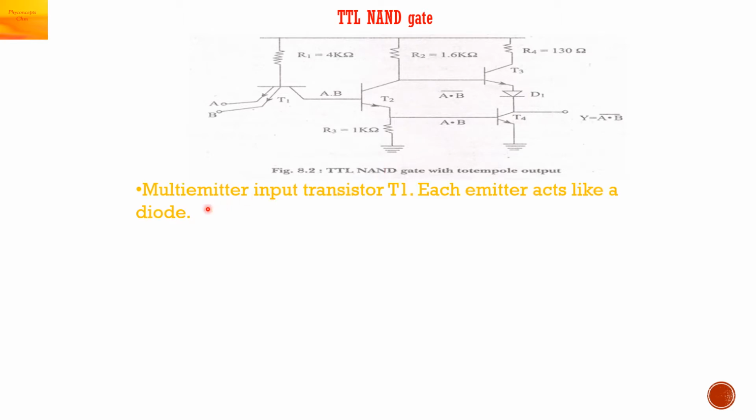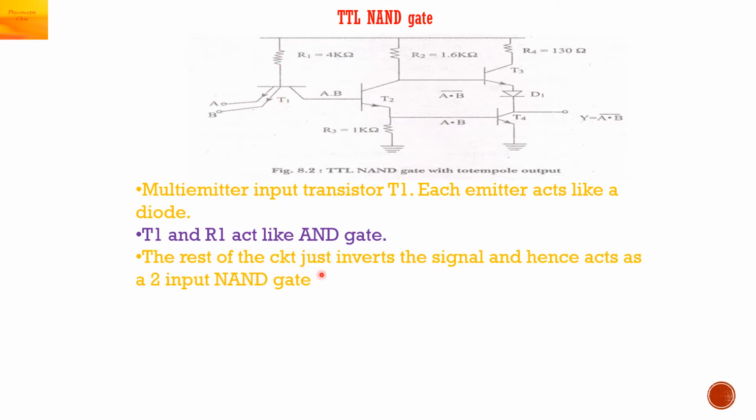There is a multi-emitter input transistor T1. So this is a multi-emitter transistor. Each emitter acts like a diode. T1 and the resistor R1 act like an AND gate. The rest of the circuit just inverts the signal and hence acts as a two-input NAND gate.